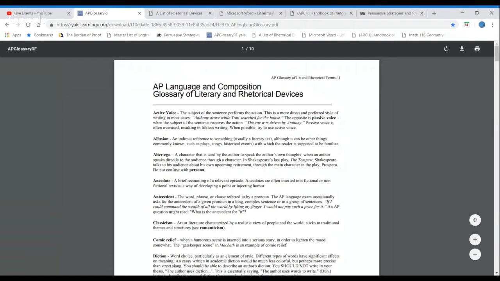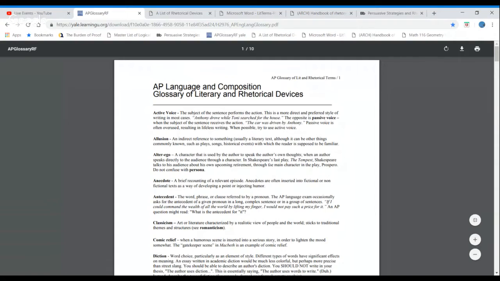Anthony drove while Tony searched for the house. The opposite is passive voice, when the subject of the sentence receives the action: the car was driven by Anthony. Passive voice is often overused, resulting in lifeless writing. When possible, try to use active voice. Allusion: an indirect reference to something, usually a literary text, although it can be other things commonly known, such as plays, songs, historical events, with which the reader is supposed to be familiar.